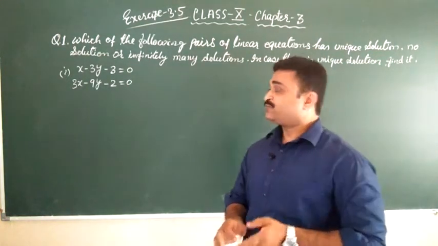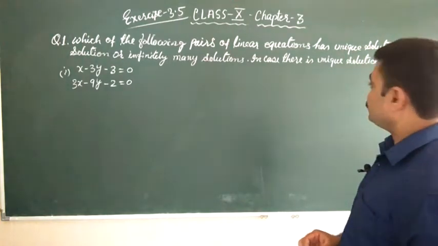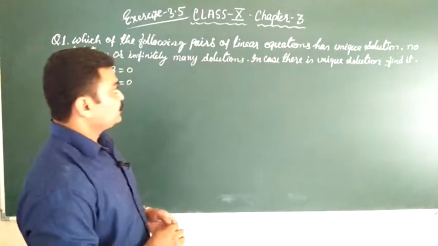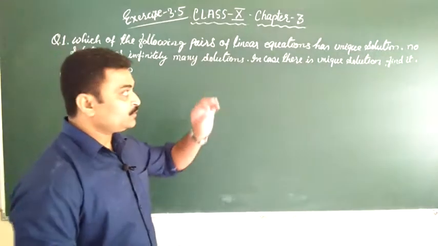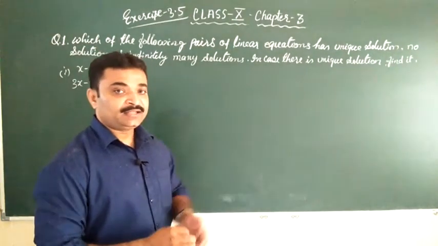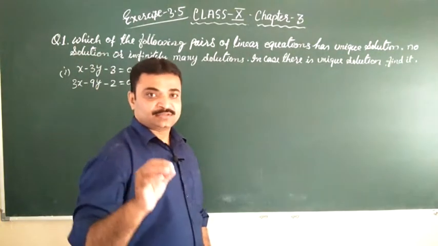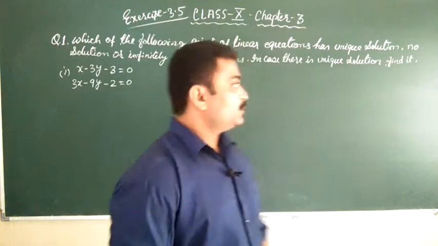Clear? So in the first question: which of the following pairs of linear equations has a unique solution, no solution, or infinitely many solutions? In case there is a unique solution, find it. I am writing only "find it", by either the graphical method, or the substitution method, or the elimination method. Clear, students?